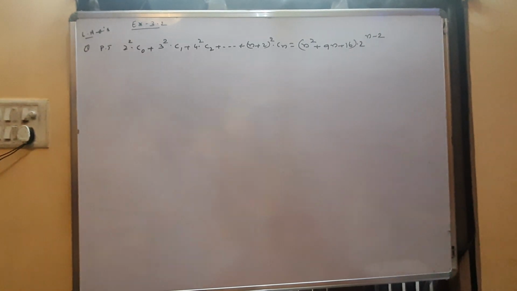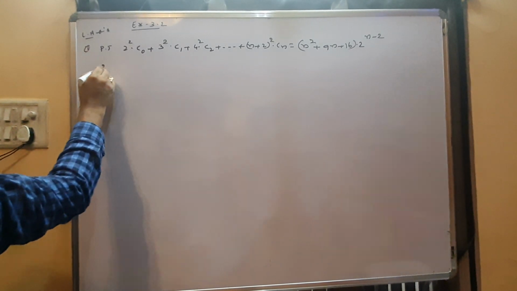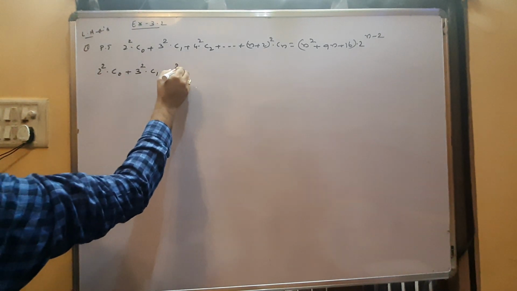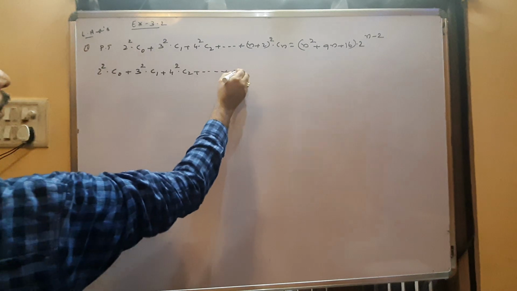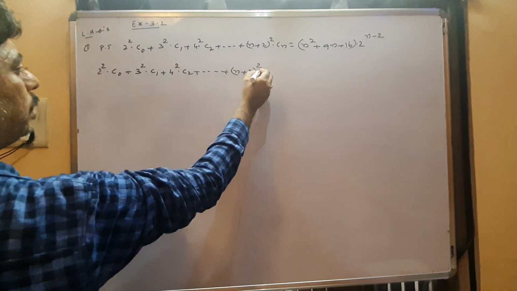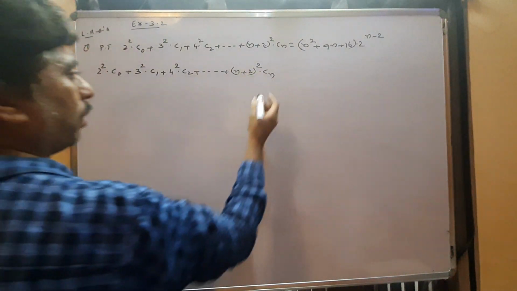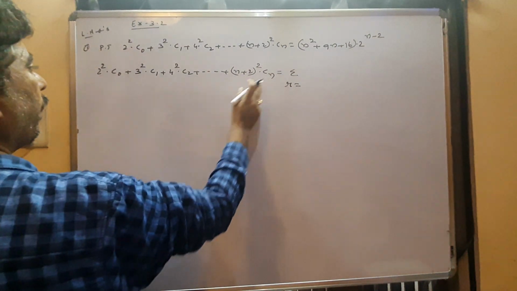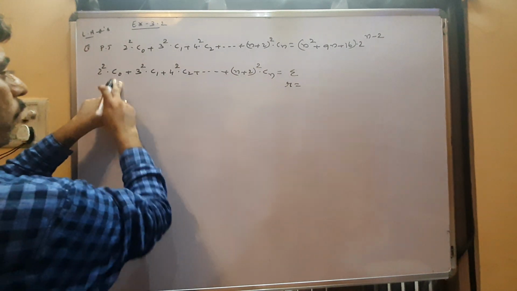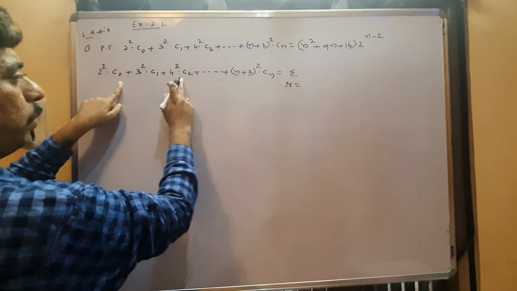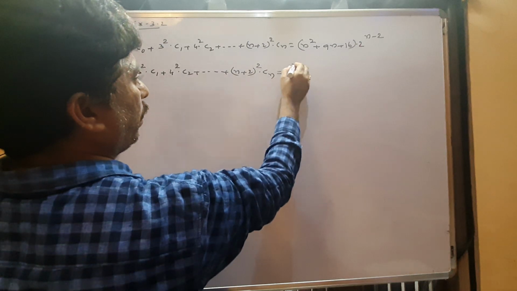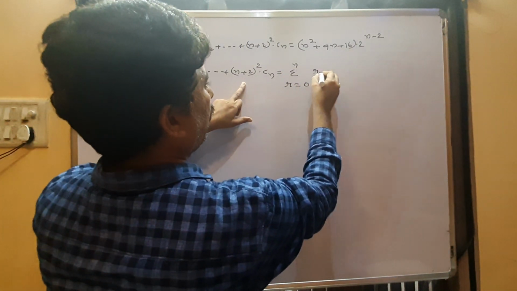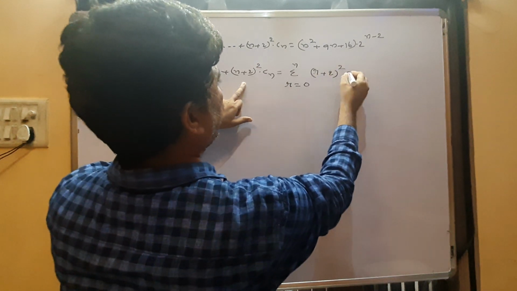See the problem, LAQ first one: 2 square times C0 plus 3 square times C1 plus 4 square times C2 and so on, (n plus 2) whole square times Cn. I will write it in sigma notation, sigma r equal to 0 to n. You have to observe the suffix number: C0, C1, C2 up to Cn, r equal to 0 to n. In the n plus 1 term, in place of n you can put r: (r plus 2) whole square into Cr.